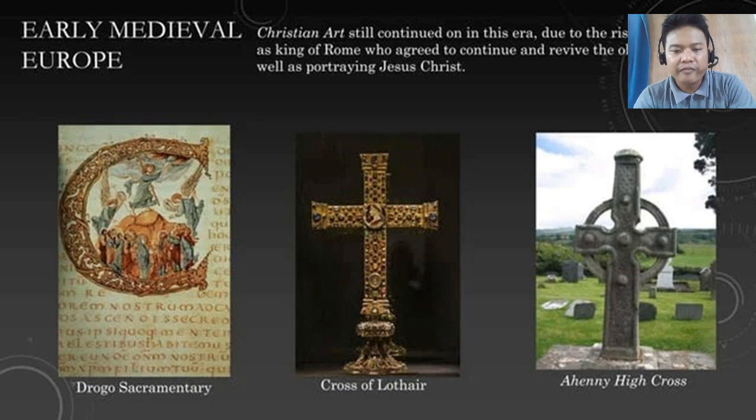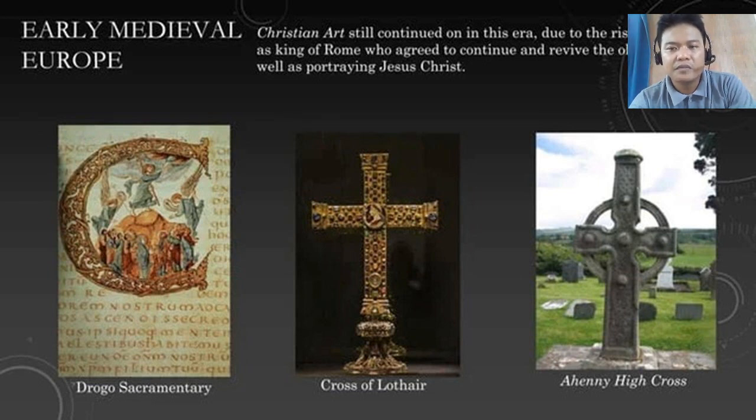As you can see here, in the left portion we have the Drogo Sacramentary, the Cross of Lothair in the middle, and the Aachen High Cross on the right. Those are the products of early medieval Europe. Next, let's move on to Gothic Europe.